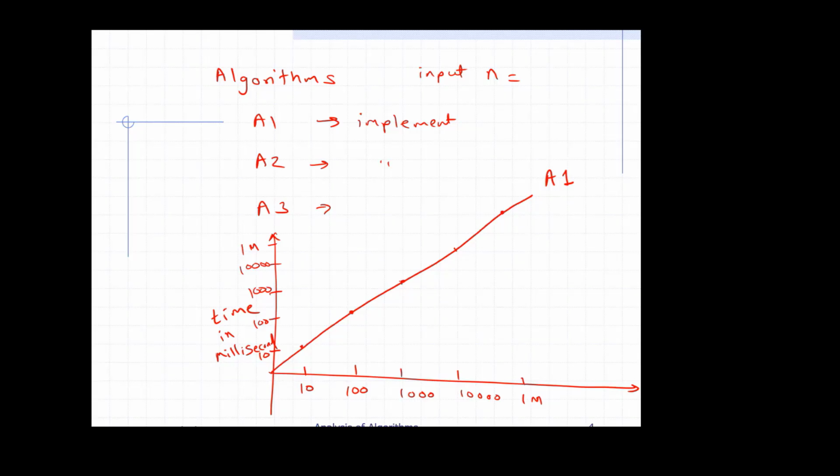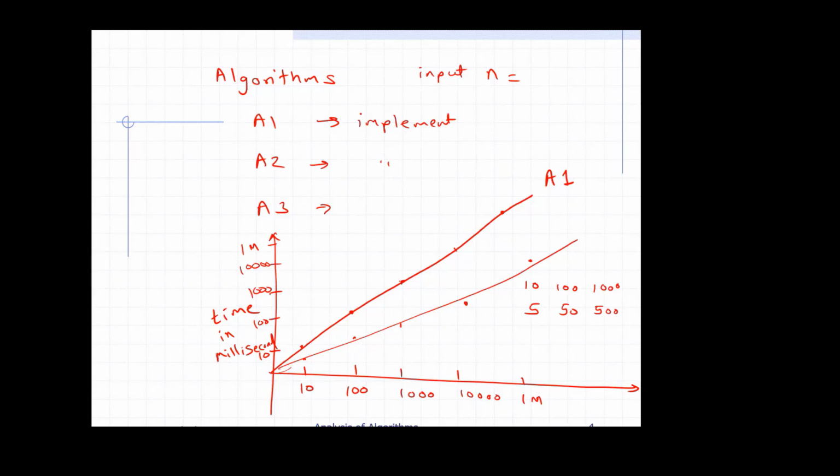Sometimes it might be half, meaning that for my input 10, I might have 5 milliseconds. For 100, might be 50. For 1000, might be 500. If that is the case, you will see that the points will be a little different, right? Let's say something like this. But if you look at the growth rate, it is still going to be similar, meaning that it is still linear.